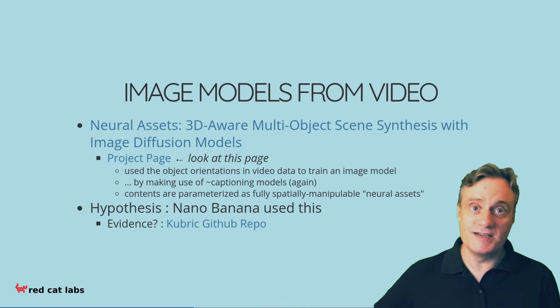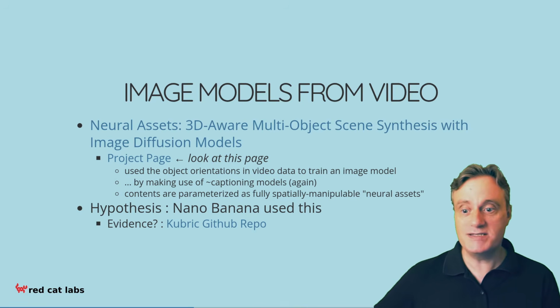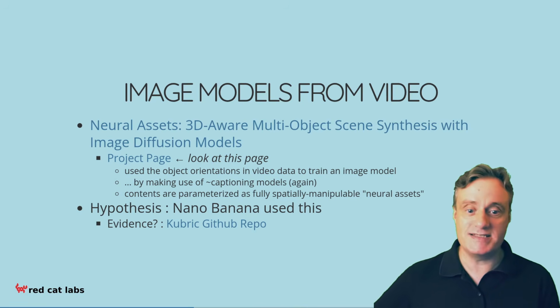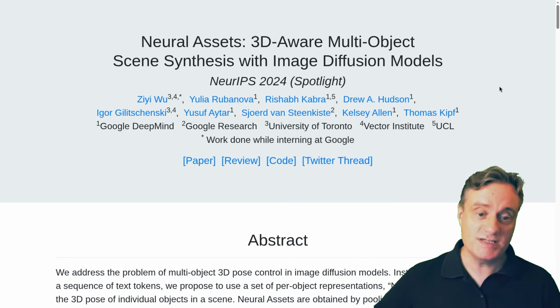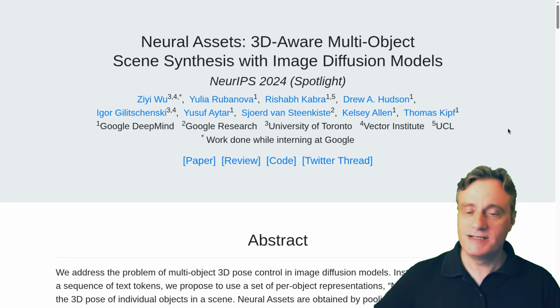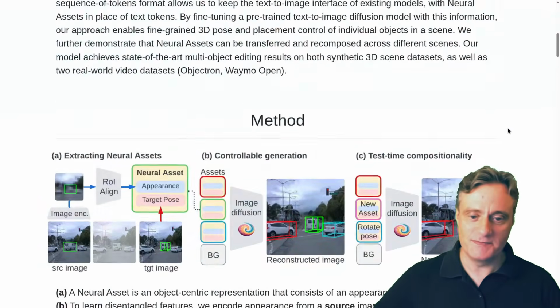Now, as the third part of the modern image training piece, I'd like to talk about neural assets. This is a paper from mid-2024, and it has a nice project page, and we'll have a look at that. So here's the project page for this. Interesting to see the number of times Google entities are appearing here. Let's scroll down to the key idea.